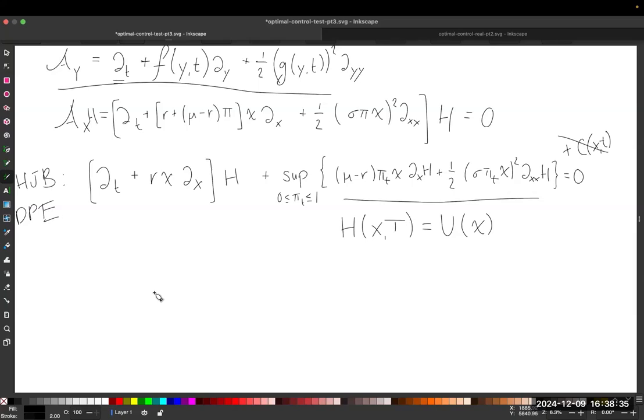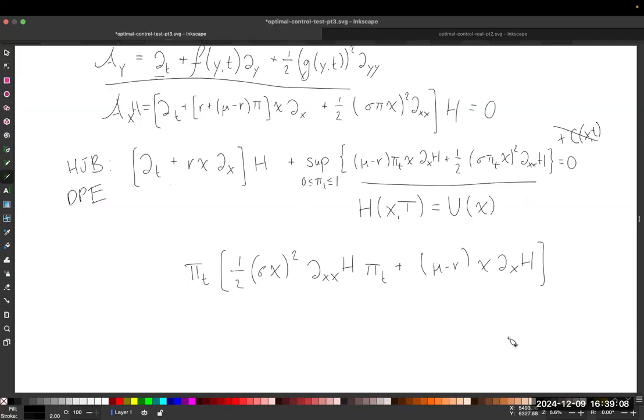So just writing out that quadratic, we have 1/2 x squared partial xx h times a pi t plus mu minus r x partial x h. This is our quadratic that we aim to maximize.